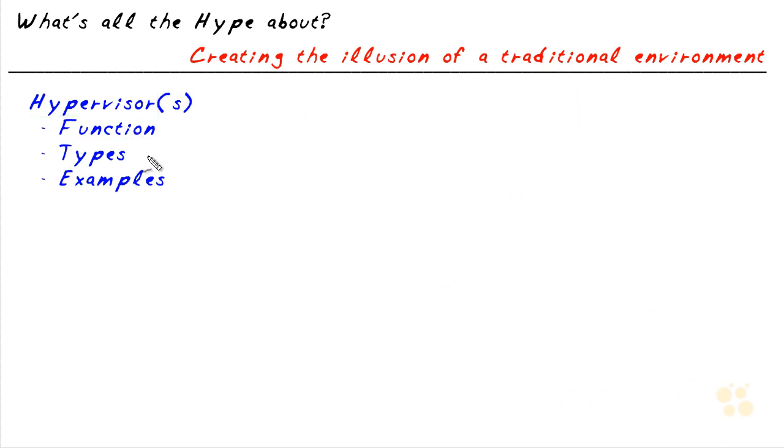Now, regarding the types of hypervisors, there's basically two. We have a type 1 and a type 2. And again, whenever we think hypervisor, think of the entity or software that's creating that virtual environment for some other operating system to run in.